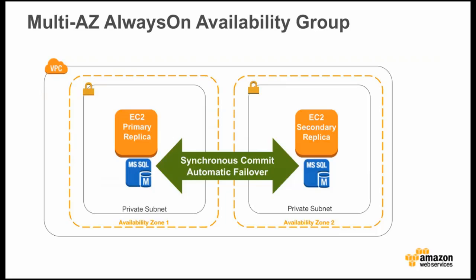In traditional data centers, most organizations will not even attempt to set up synchronous commit between data centers, simply due to the latency problem. But in AWS, synchronous commit across multiple availability zones isn't only practical, it's the norm. This means you can do automatic failover across data centers. How or when could you have done that before?